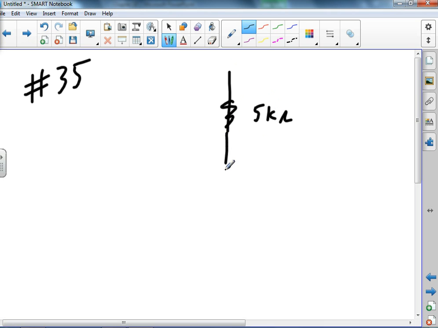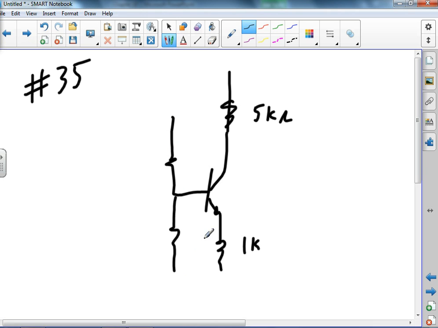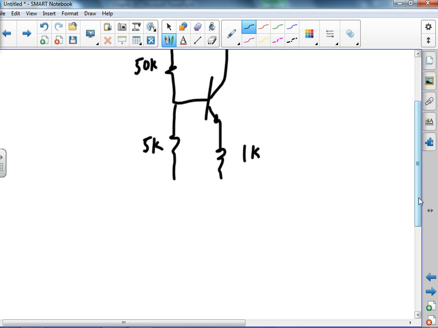5K, 1K, 5K, 50K, and 30 volts. I think 30 volts is probably just a distractor. We probably don't need it. And we're going to ground that. We're going to ground this.